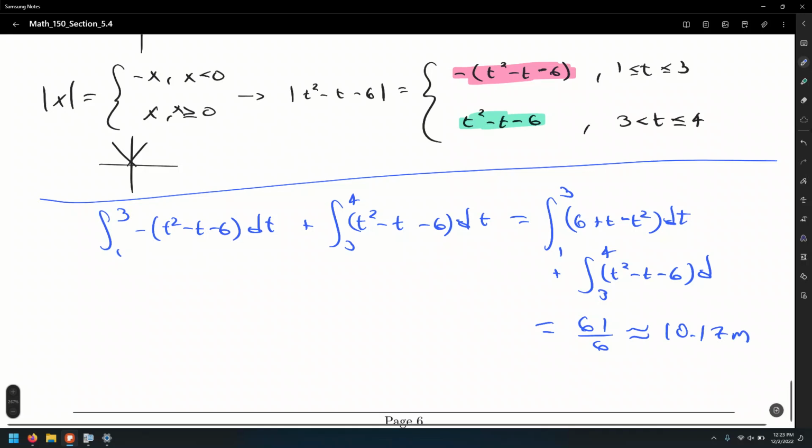So in this case, we're looking at the distance. How much distance did we travel regardless of the direction? In this case, all the distance is in the positive direction. All right.